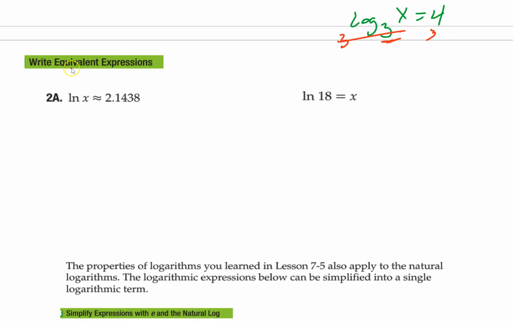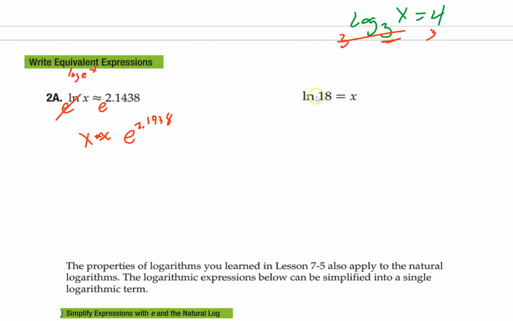Well, the same thing here. Remember, natural log is the same thing as log base e. So we're going to take the base of both sides. We're going to take e to both sides. These will reduce, and you get x is approximately, that's an approximate sign, e to the 2.1438. So that's an approximation sign.